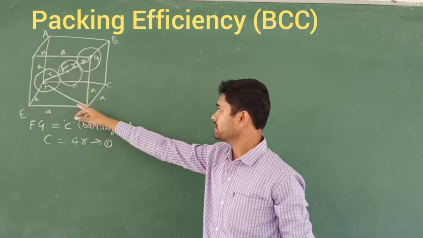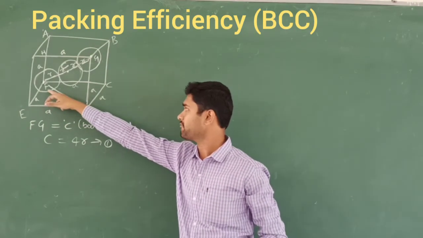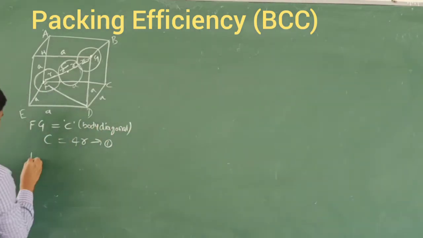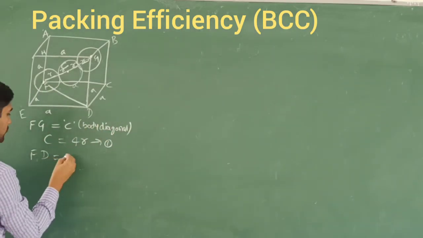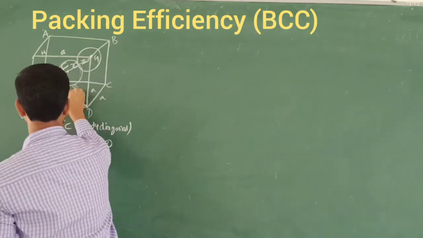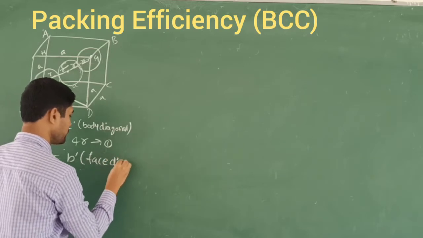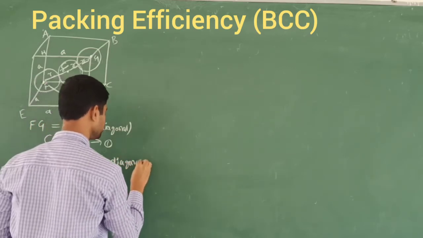Now I am going to join this one and this side. This is called the face diagonal. This FD I am going to name as B, small letter b. So FD is equal to B. This is nothing but the face diagonal.